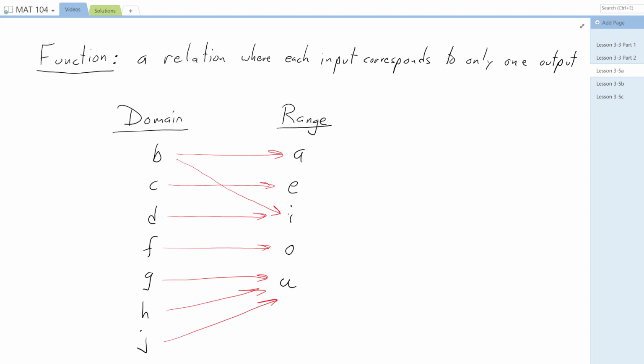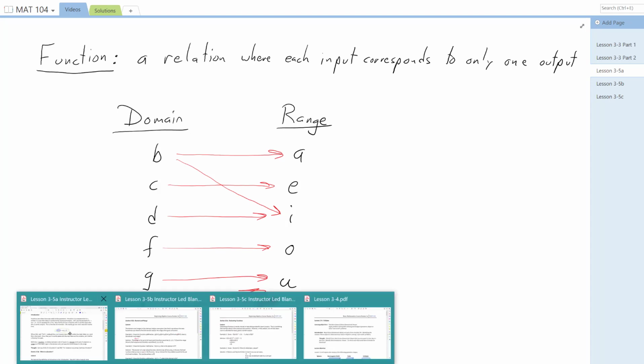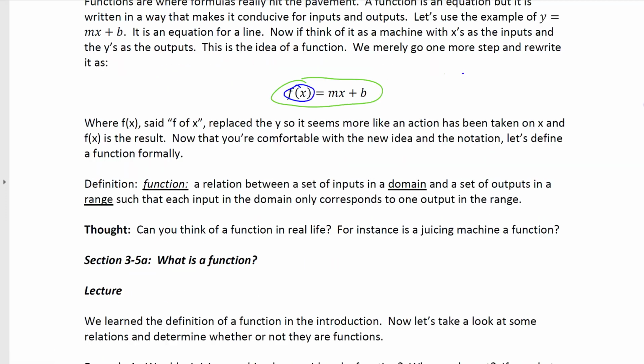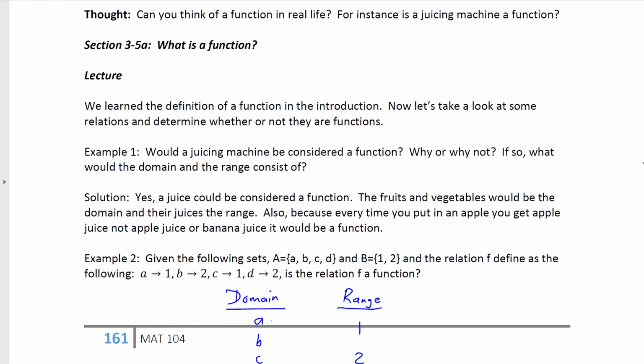All right. Now let's jump back to the textbook and take a look at the examples that you have there. Bottom of page 161. Example 1, let me highlight it here. Example 1 says, would a juicing machine be considered a function, and why or why not? And if so, what would the domain and the range consist of?